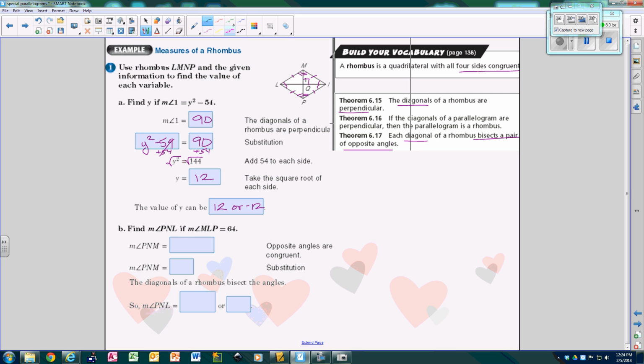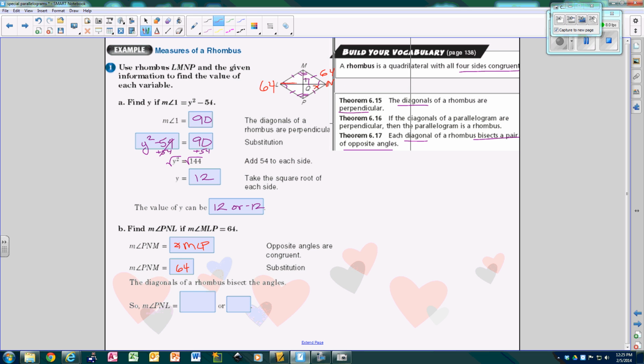All right, so now let's look at find the measure of P in L. So they want us to find this answer right there, that angle. So if P in M, and this is N, this angle here is equal to this angle over here. So remember, opposite angles are congruent. So angle MLP is 64, so if this angle is 64, then this angle over here is also 64. But remember, P and M is also going to be 64.